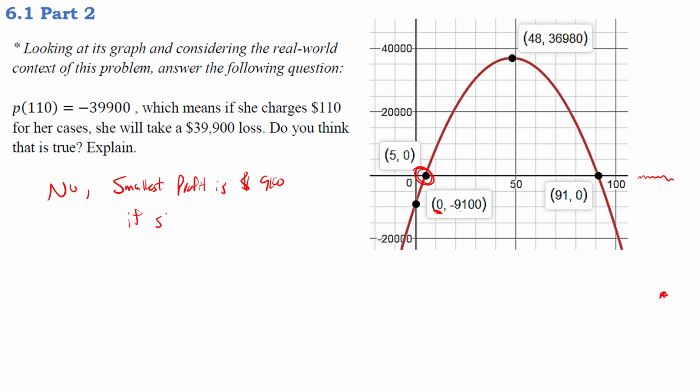if she sells 0 product. So if she sells 0 product, then she's good. Or if she sold 91, if she priced them for 91, then that would work out that way as well. Okay? So in this case, that is how that plays out for this one.